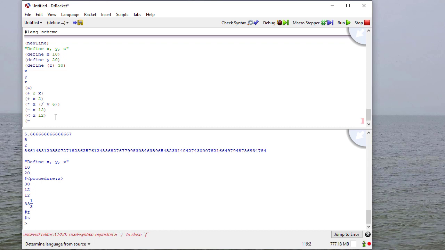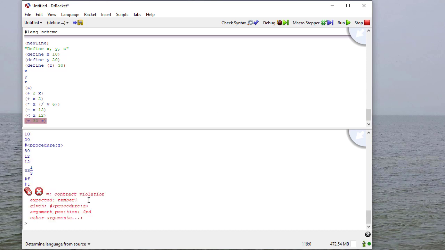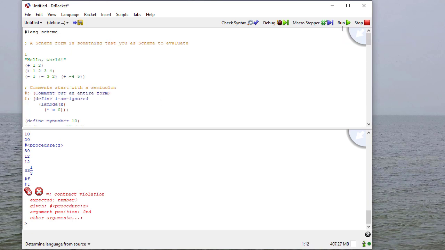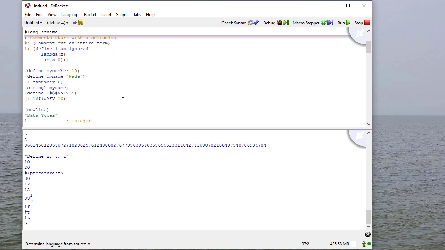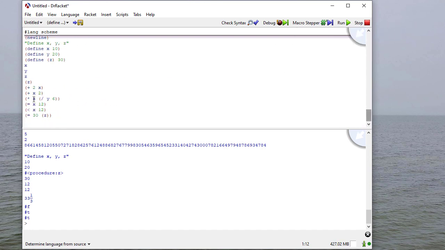Now if I say equals 30 to z, it's not going to like that because z is a procedure. And notice here I get a contract violation error. It was expecting a number and I was given a procedure. So if I wrap this in parentheses, it'll like it because that procedure z evaluates to 30.